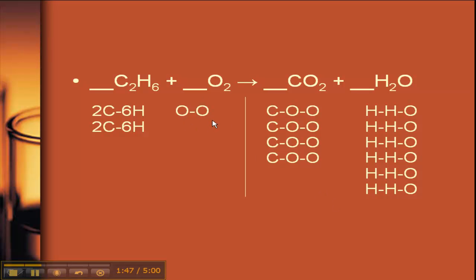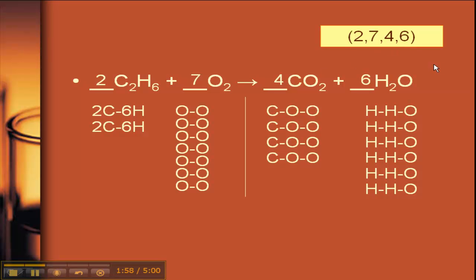So how many O2s would we need to get 14? We would need a total of 7. So our coefficients are going to be 2, 7, 4, 6. Now, like I said, if you get something that can reduce, like you get 4, 14, 8, and 12, that reduces to 2, 7, 4, 6. Let's look at one more example.